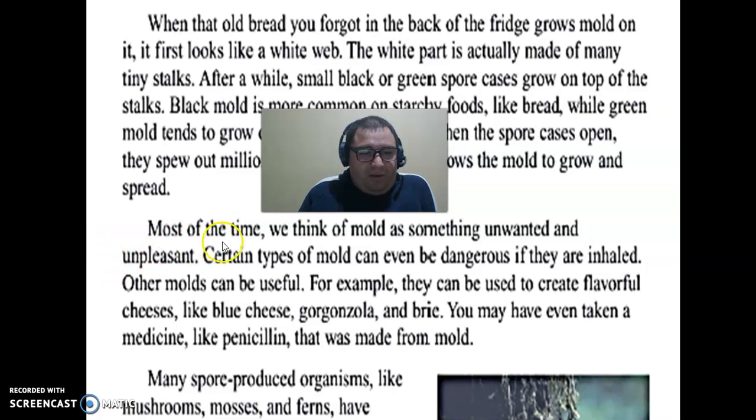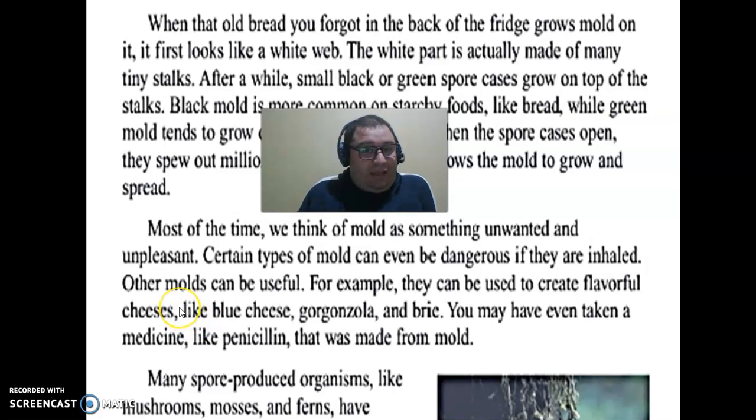Real problems. Most of the time we think of mold as something unwanted and unpleasant. Certain types of mold can even be dangerous, as I told you, if they are inhaled with the air, right? Too, other molds can be useful. For example, they can be used to create flavorful cheese.